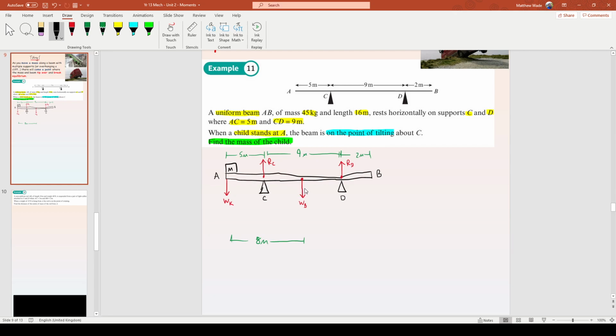That's the scenario. But if it's on the point of tilting about C, that means that this kid is stood in just such a way that if he were to jiggle, if he were to bounce his body up and down, the whole thing is going to go whoosh and tilt up that way. Get me, my buddies? And not only that, because it says the point of tipping, even if, say, a drop of rain landed on the kid's head, it'd be enough to tip it over. So we're at the point of tipping it over.